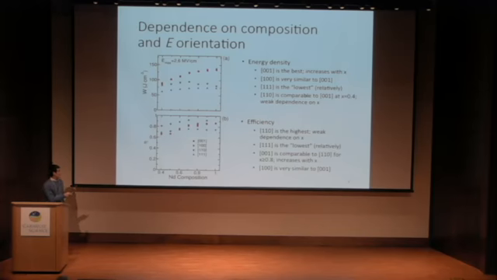For efficiency, the 110 field has the highest efficiency, and it also has a weak dependence on composition. And again, the 111 field has relatively the lowest efficiency. And the 001 and 100 fields are similar, and they increase with composition and eventually become comparable to the 110 case at high composition.